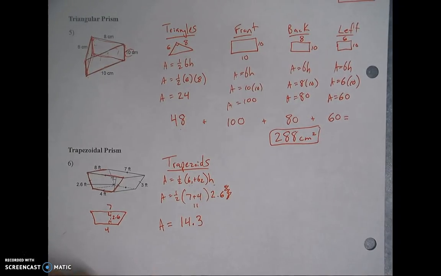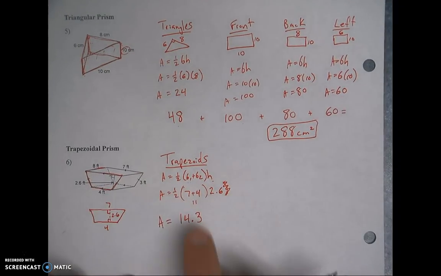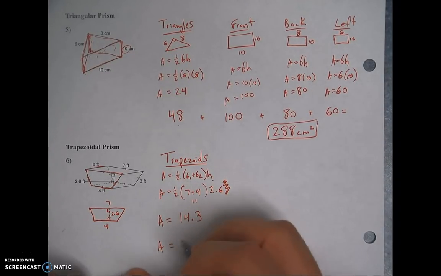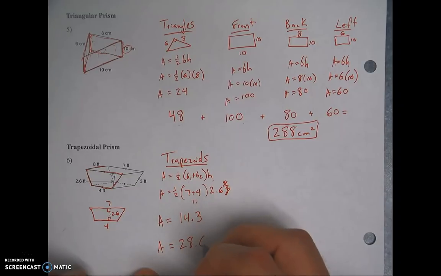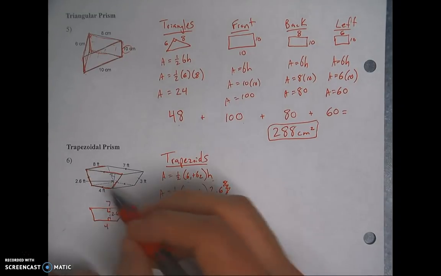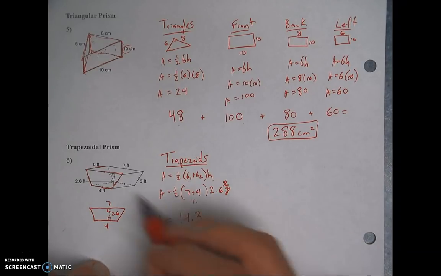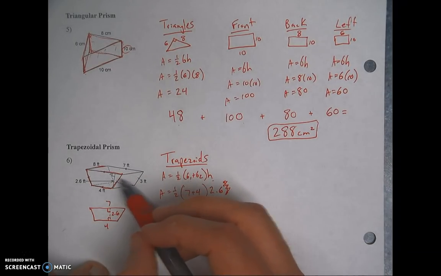And again, there's 2 of these, 2 matching sides. So if one of them is 14.3 and we have 2 of them, you've got to double that. And so that's 28.6 for my total area for 2 sides there. 28.6. Okay, now we have a top, a bottom, and a left and a right.